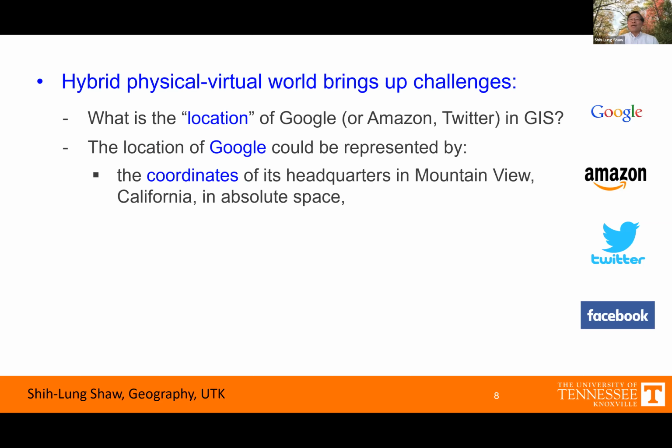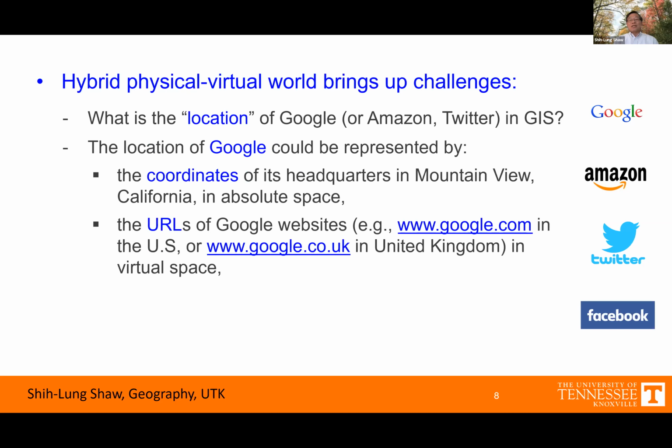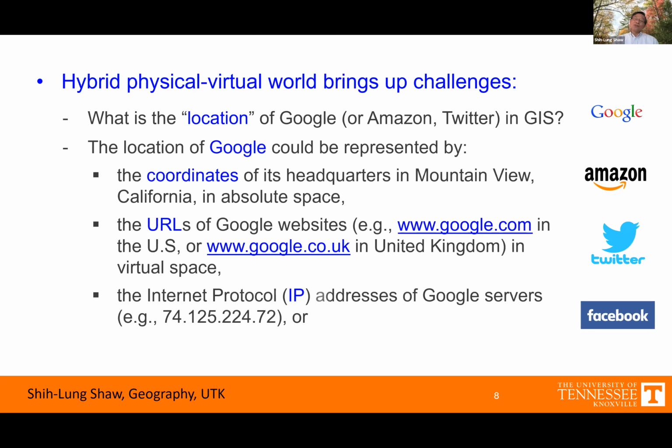But if we take the location of Google as an example, the location of Google certainly could be represented by the XY coordinates of its headquarters in Mountain View, California, in absolute space, like what we have been doing in conventional GIS. But we also could use the URLs of Google websites in virtual space to represent Google. And we know the URLs for Google are different in different countries. We certainly also can use IP addresses of Google servers. Or we simply use Google as an identity. So there are multiple ways to represent Google in this physical virtual world.